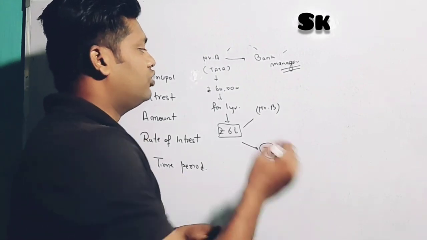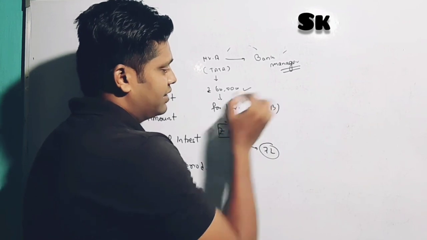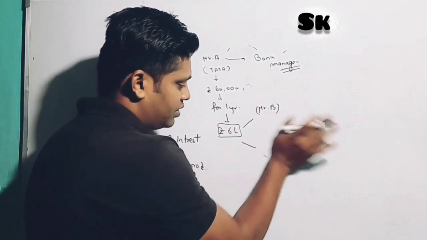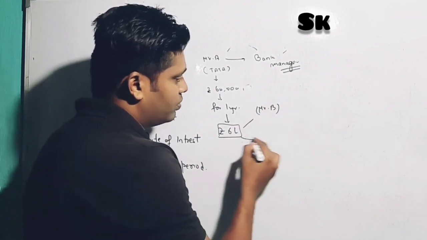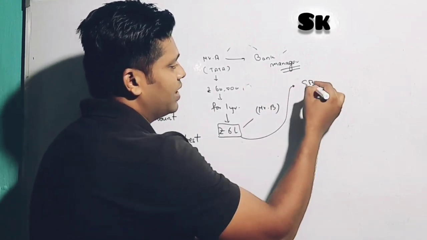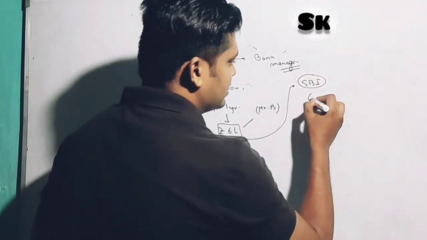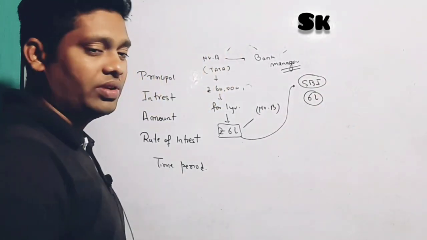He said that you are giving me this 6 lakhs, leave the 7 lakhs. This 6 lakhs you are keeping in SBI, for example, State Bank of India. This is my bank. You are giving me how much? 6 lakhs. Okay, you are giving me 6 lakhs.